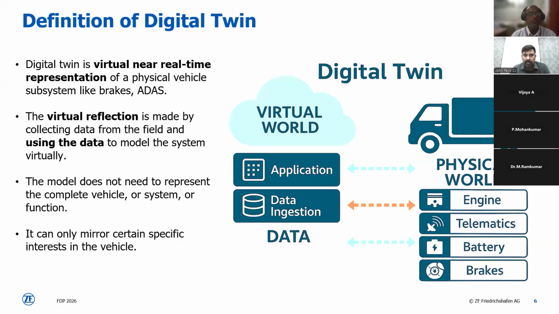The second is that the reflection from the physical world to the virtual world happens primarily through data. We believe that data is the actual medium that reflects the physical world to the virtual world, and that is also the key driver. And finally, the main ambiguity that we normally have is that a digital twin does not necessarily reflect a complete vehicle, a complete system, or even a function. It can mirror a specific interest in a vehicle. It need not completely reflect everything about a vehicle, as that becomes too complex to manage.